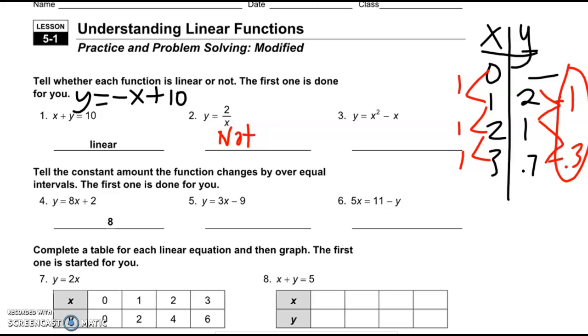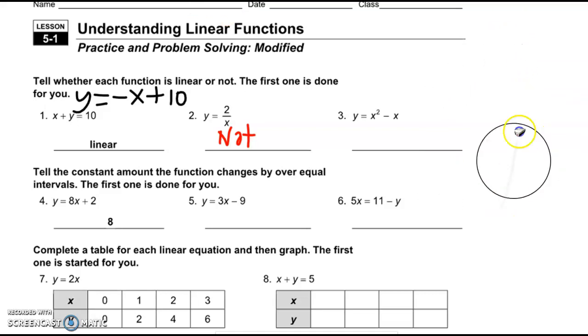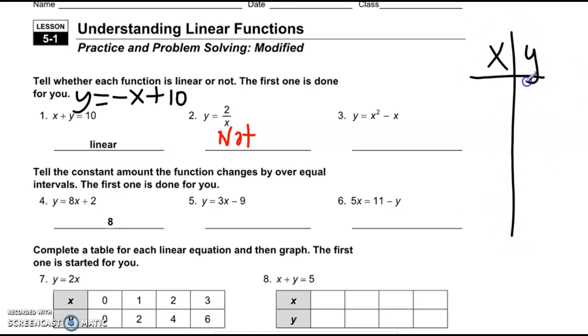Let's take a look at number 3. See if you can figure out on number 3 if you think that is a linear function or not. Raise your hand if you think it's linear. Raise your hand if you think it's not linear. All right, so let's find out.